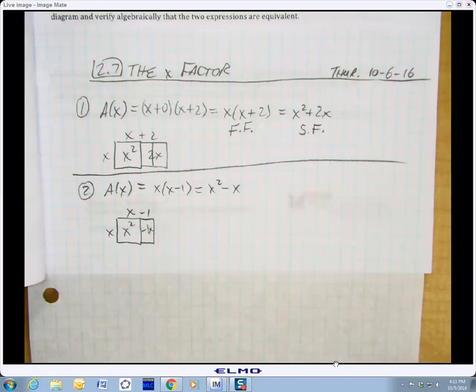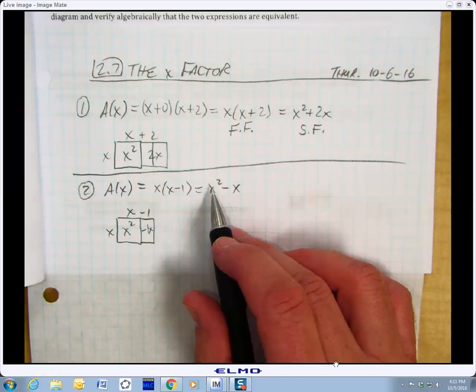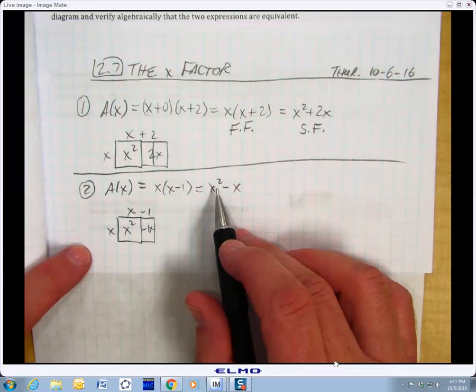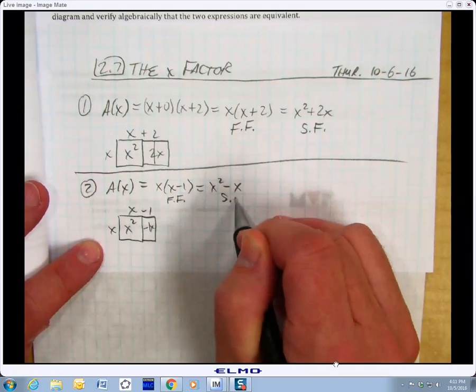But we don't typically write the 1. Just like we don't write a 1x squared. It's implied. That means we already know it. If we needed to say it's a different number, we would put the different number. But we are done. This would be your factored form over here. This would be your standard form over here.